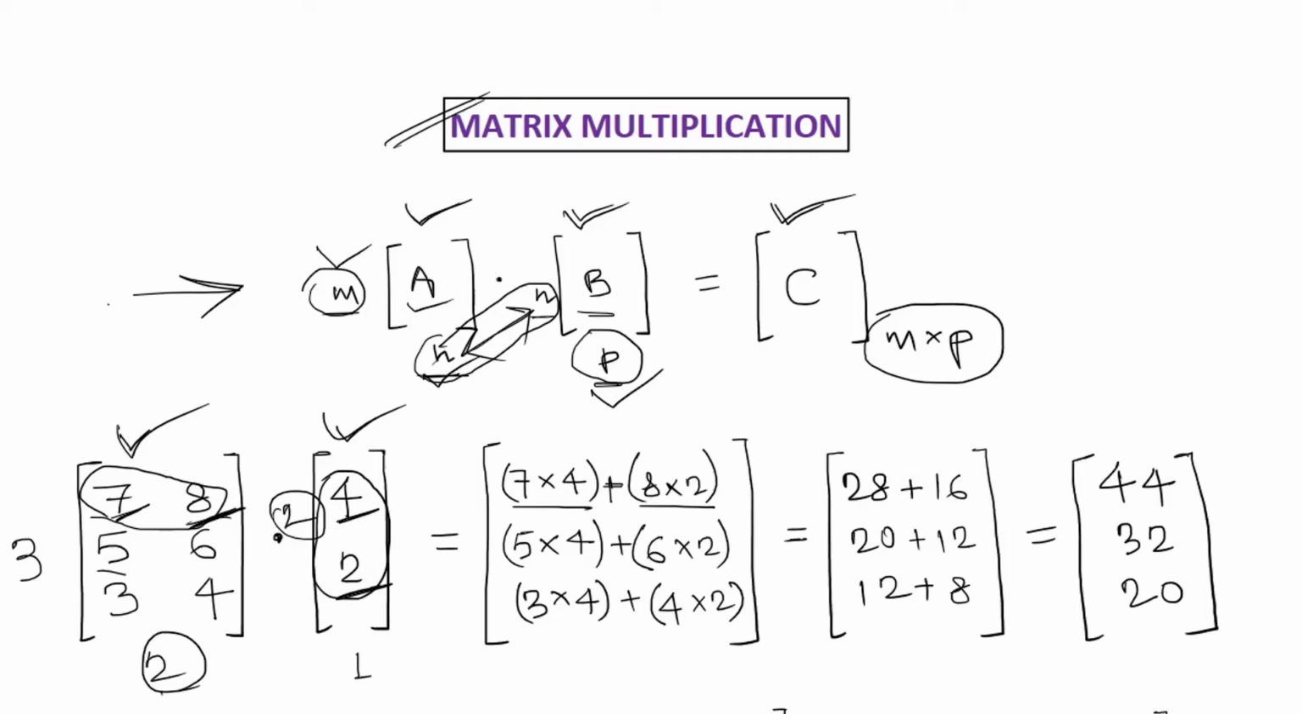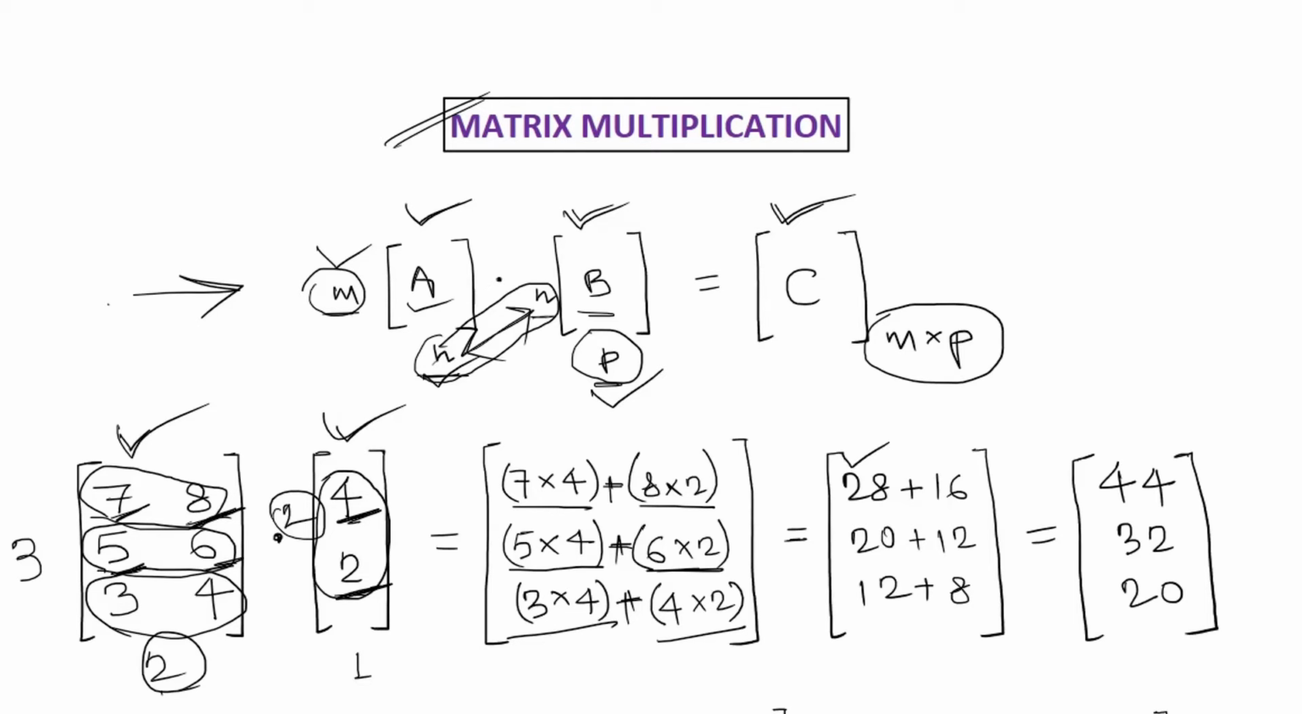The same thing we do with the other row, where we have 5 and 6 as the elements in the second row. So 5 is multiplied with 4, and then 6 is multiplied with 2, and then again we sum them up. Exactly the same thing happens with the last row as well. So 3 is multiplied by 4, 4 is multiplied by 2, and we sum them up.